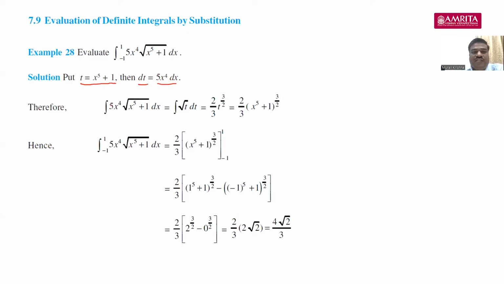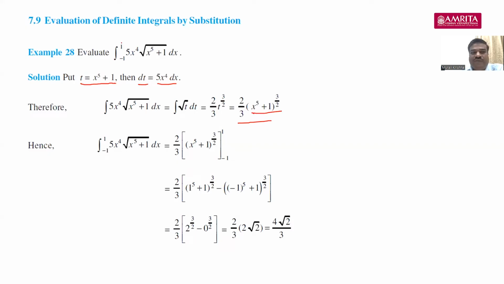After simply taking it without limits, integral of 5x power 4 into this answer is equal to integral of root t dt, in terms of t. So this is nothing but t power 1 by 2. The integral of t power 1 by 2 is t power 3 by 2 by 3 by 2. Once you simplify the denominator fraction, it comes as 2 by 3 into t power 3 by 2. And this, finally, you convert again in terms of the original variable, which is x power 5 plus 1, whole power 3 by 2. Then in this answer, you substitute the original limits, minus 1 and 1.